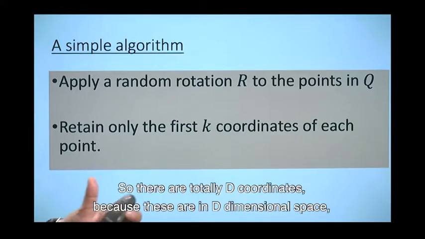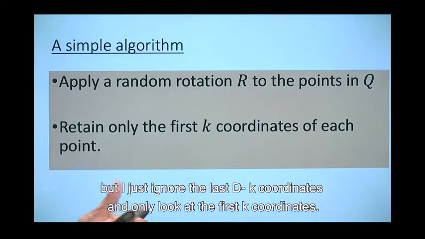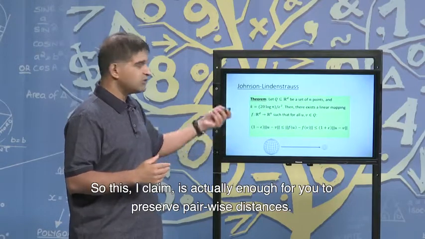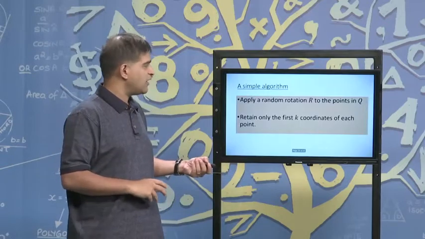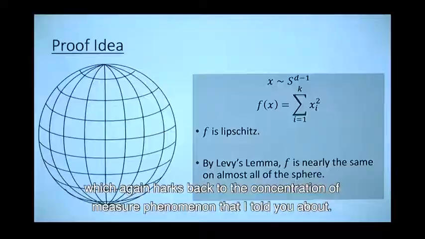So, there are totally d coordinates because these are in d dimensional space, but I just ignore the last d minus k coordinates and I only look at the first k coordinates. I claim this is actually enough for you to preserve pairwise distances. I do not really have time to explain the proof in full, but let me give you a proof idea which again harks back to the concentration of measure phenomenon that I told you about.